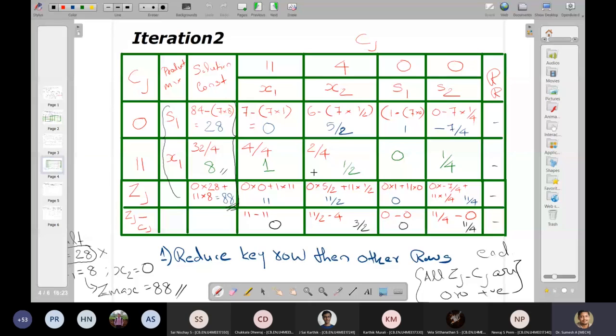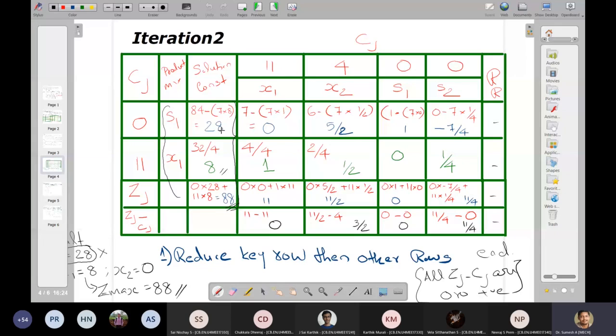Then the other non-key rows are transformed using the equation: the old element in the first iteration minus the intersecting element of the key column in iteration number 1 into the corresponding element in the reduced key row, sorry, the corresponding element in the present column. So that's the way I transformed it completely.